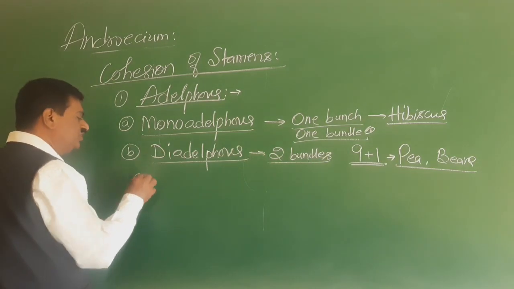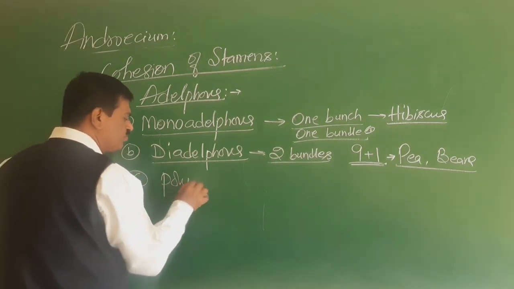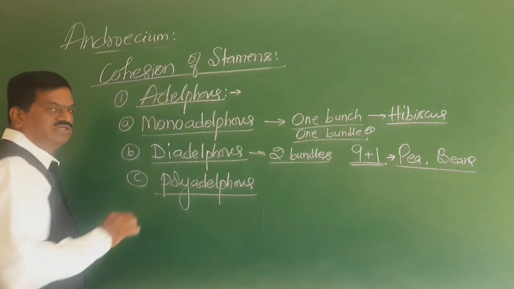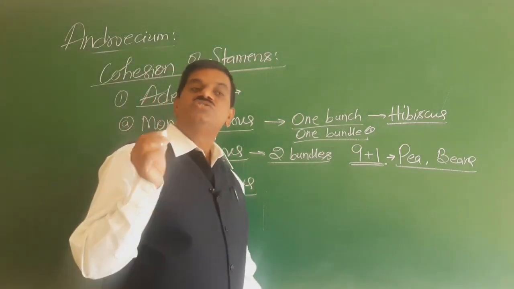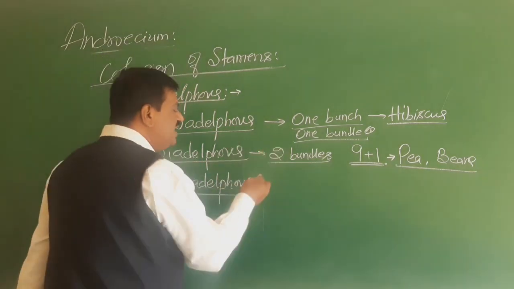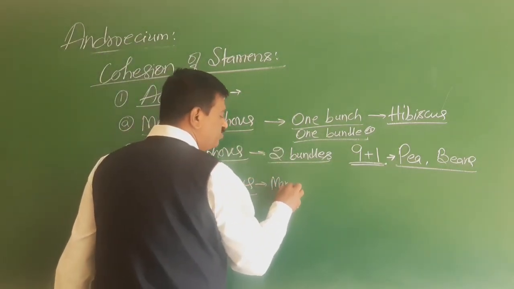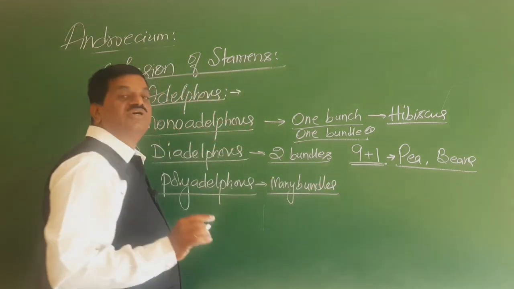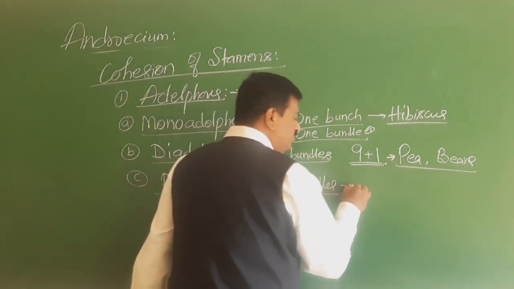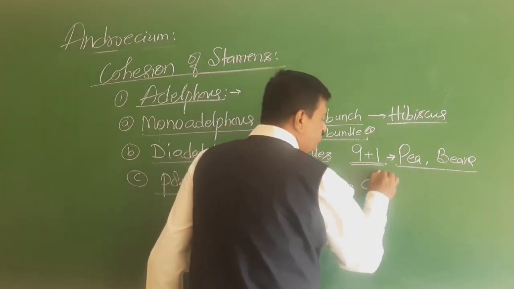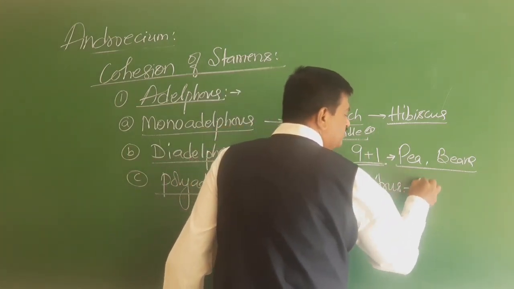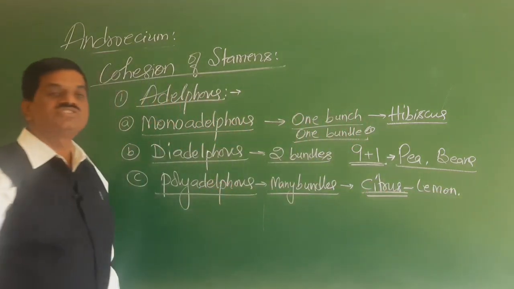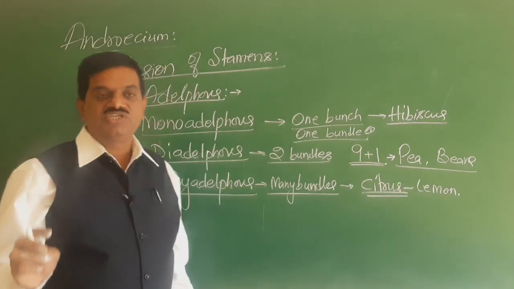Now the third one is called polyadelphous. The meaning of polyadelphous is that many bundles are present. This can be noticed in citrus, like lemon and orange. In all these citrus there is a presence of the polyadelphous condition.